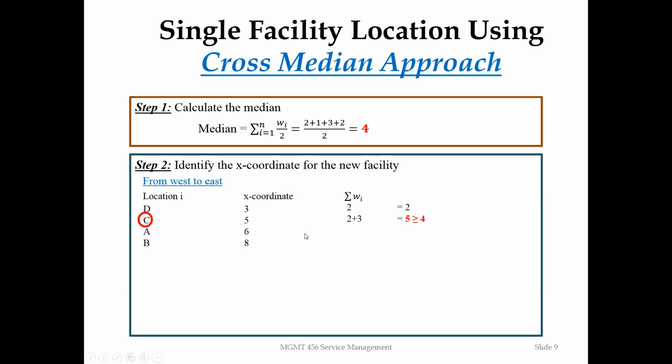Similarly, we go in a different direction, from east to west. If you are going from east to west, what is the sequence for all 4 cities? It will be the opposite. We'll go from B first, then A, then C, and D. The X coordinator for B is 8. The X coordinator for A is 6. The X coordinator for C is 5, and the X coordinator for D is 3. So 8, 6, 5, 3.